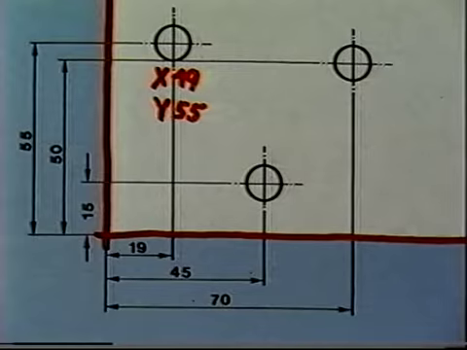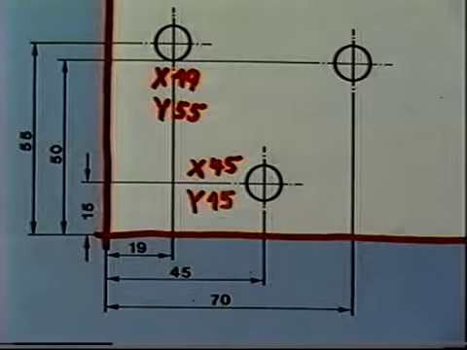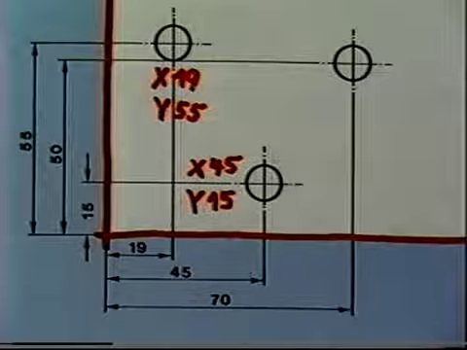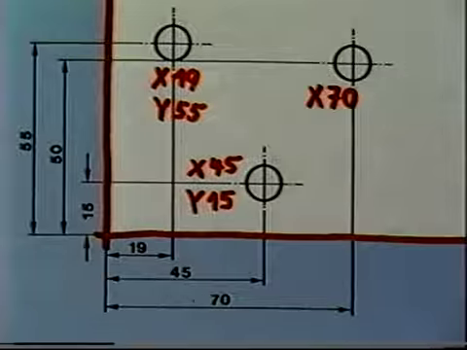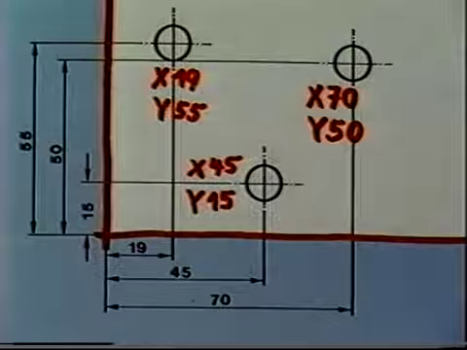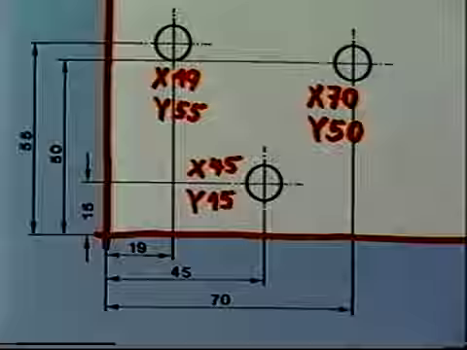The hole at the bottom is 45 millimeters in the x direction and 15 millimeters in the y direction away from the 0 point. That makes its coordinates x45 and y15. The hole at the upper right is 70 millimeters in the x direction and 50 millimeters in the y direction measured from the 0 point. Its coordinates are x70 and y50. That wasn't so hard after all.